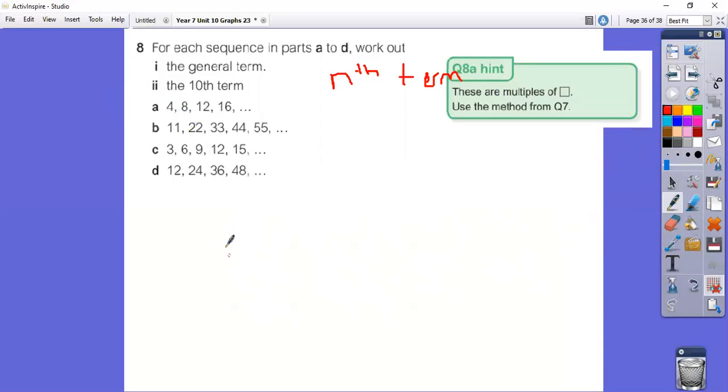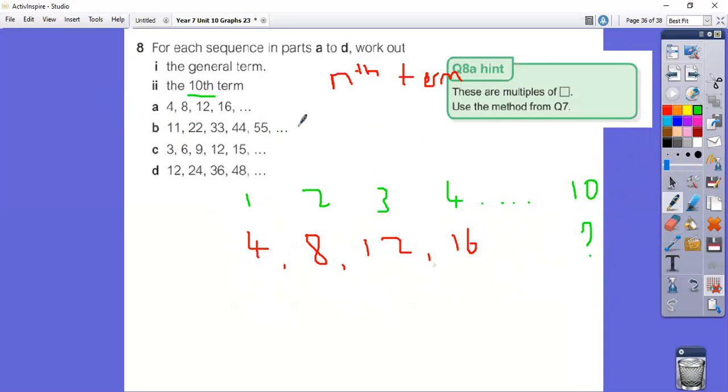So here we've got the first one. I'll do it again with you. So we've got 4, 8, 12, 16. And let's write the positions. So we've got 1, 2, 3, 4, dot, dot, dot. And we're trying to work out the 10th term. So what will be here at position number 10? That's what we're trying to work out.